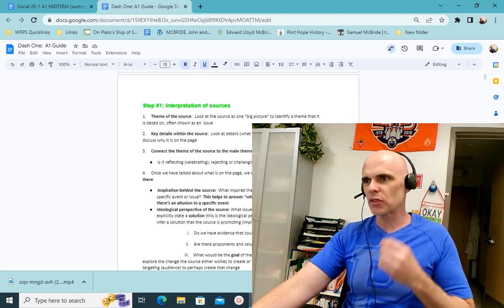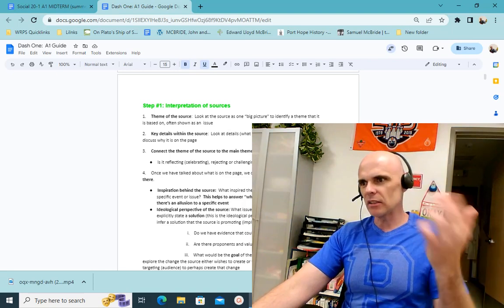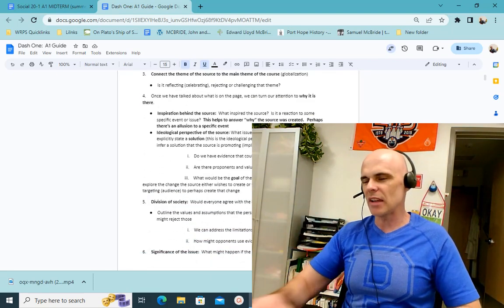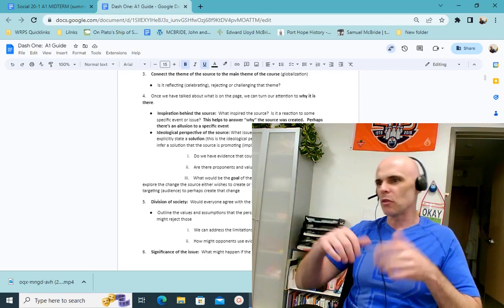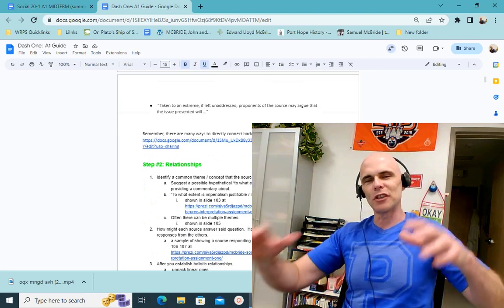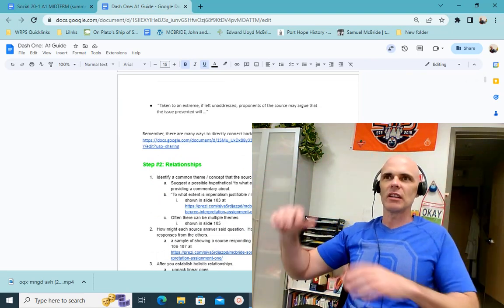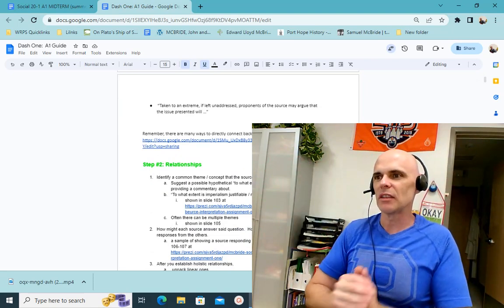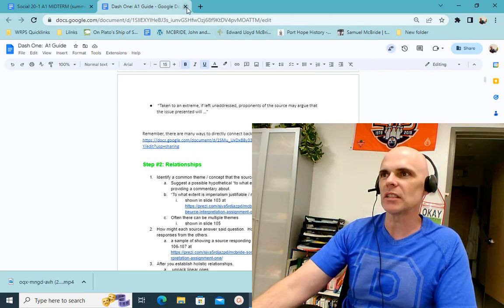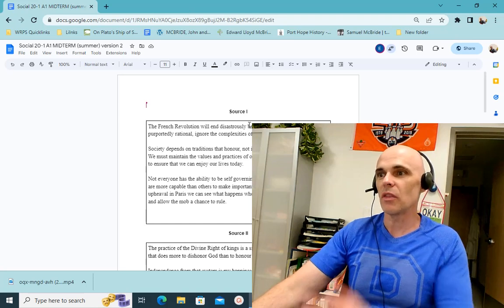So we're talking about the theme of the source, key details within the source, connecting the source to the theme of the course, look at the inspiration behind the source, find the perspective, see if it's alluding to any specific events, talk about proponents, opponents, the vision of society, significance of issue, problem solutions, where does this source fit in terms of a sequence of events, things like that. It's always good to go back, remind yourself about the assignment.